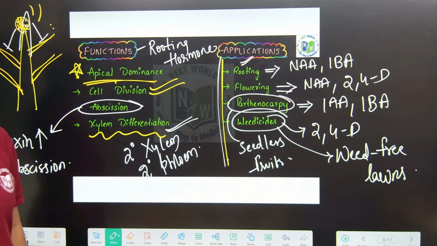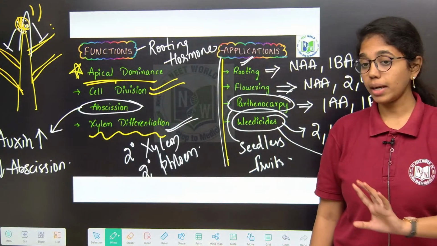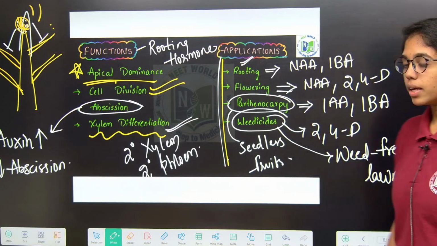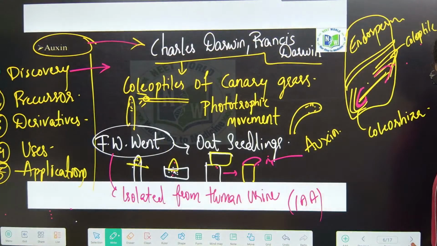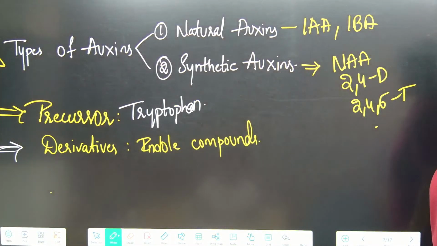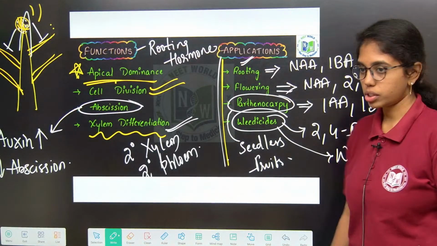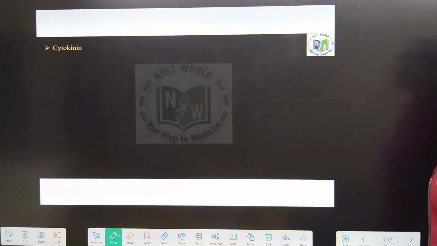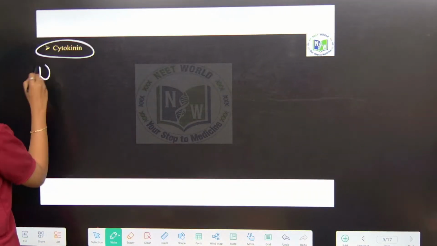Clear, right? Any doubts anywhere? No. We have dealt with one hormone successfully: from discovery, precursors, derivatives, types of auxins, functions and applications of auxins. Second is what? Cytokinin. Cytokinin discovery.